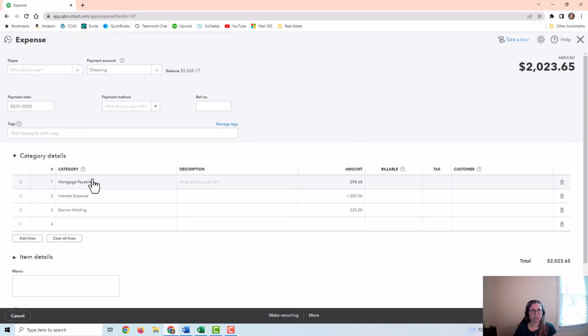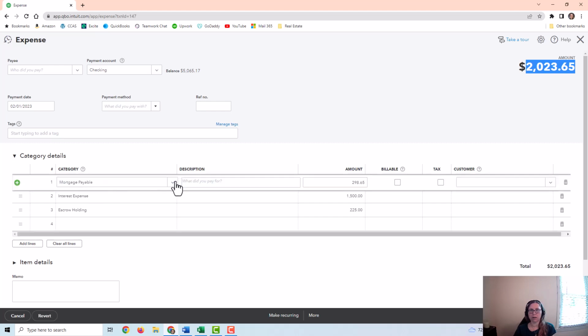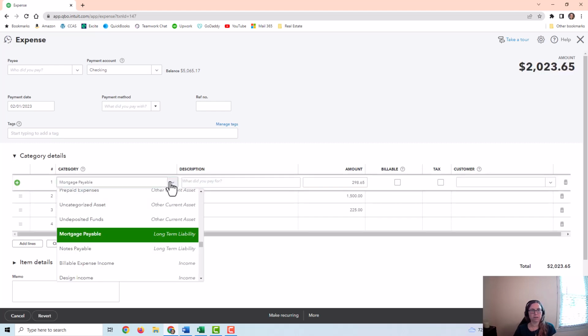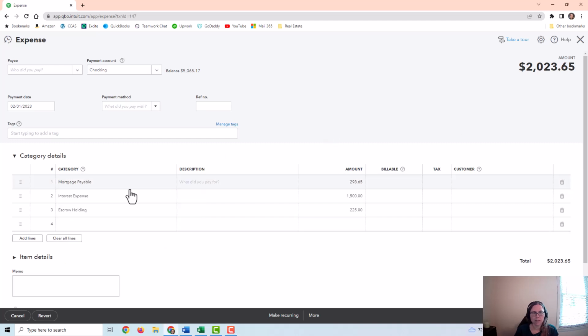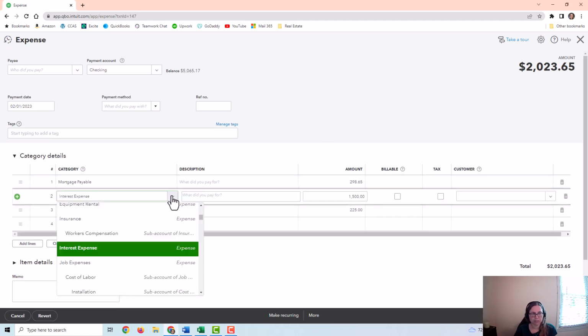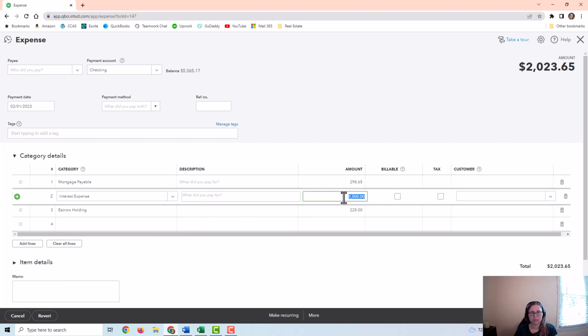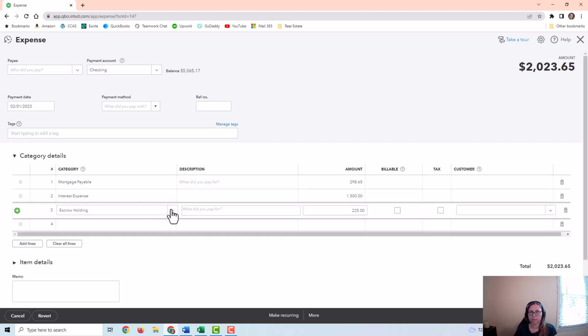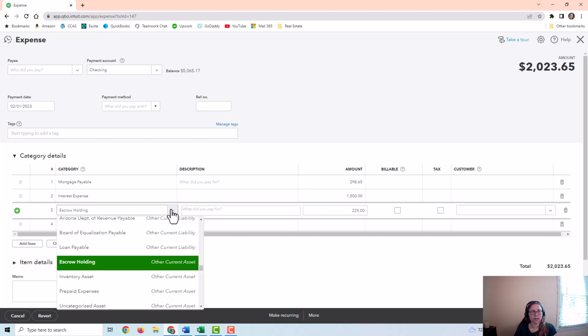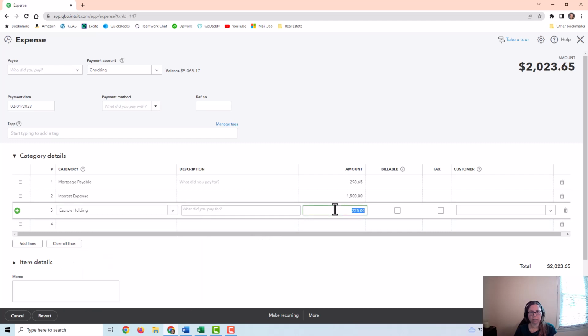So I split each payment. The total payment's a little over $2,000. Part of that is going to pay down the principal of the mortgage, so you're going to put that against the mortgage payable account. And then part of that payment is interest. That's going to be the interest expense account. And then the amount that's held for taxes and insurance, that's going to go into your escrow holding account.